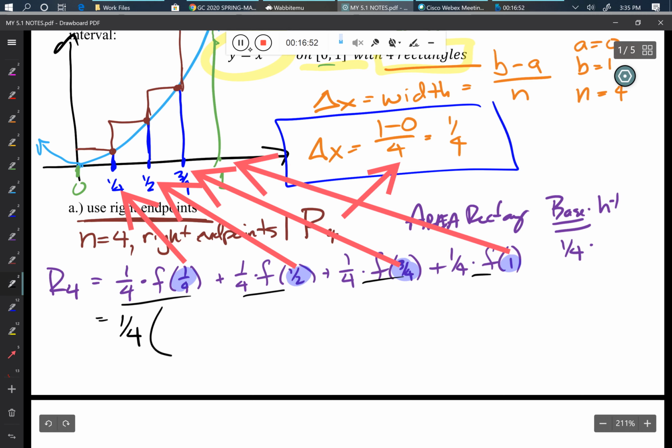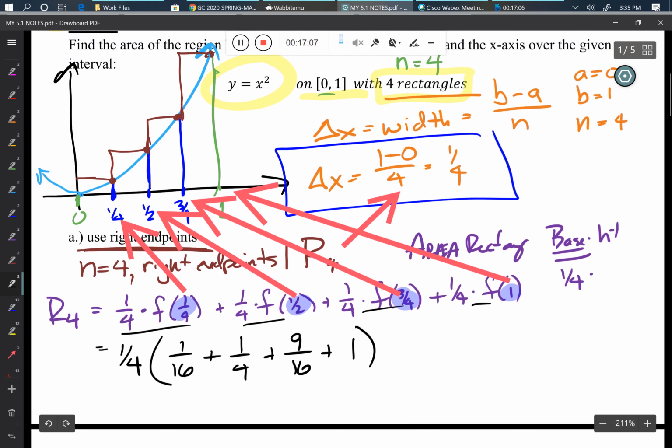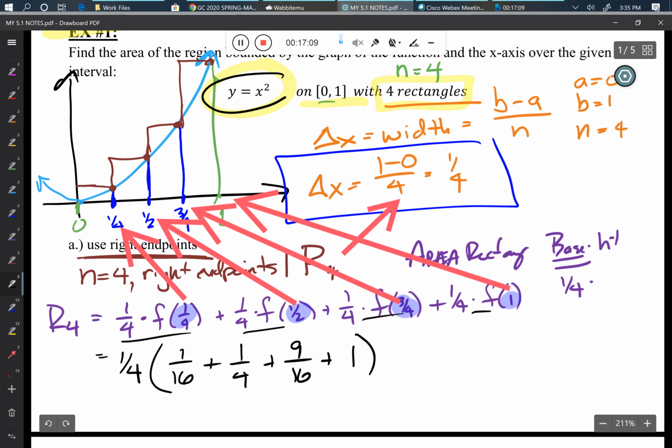And now I'm going to find f of 1/4. F of 1/4 is 1/16. F of 1/2 is 1/4. F of 3/4 is 9/16. And f of 1 is 1. If you're wondering where I'm getting those values from, it's the function. The function says that the y, the height of the rectangle, the y value, because we're on that curve, on that right endpoint, is just the x value for that endpoint squared.